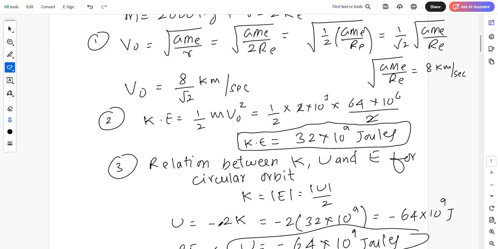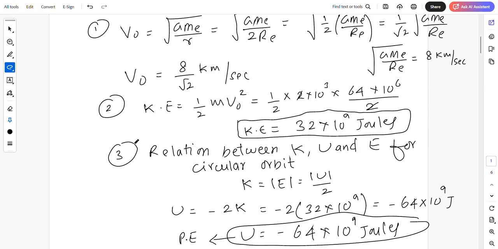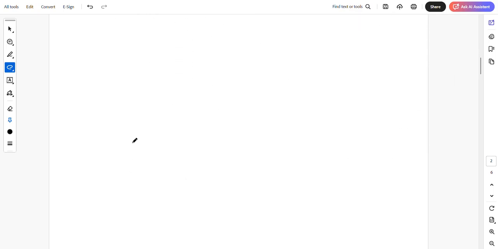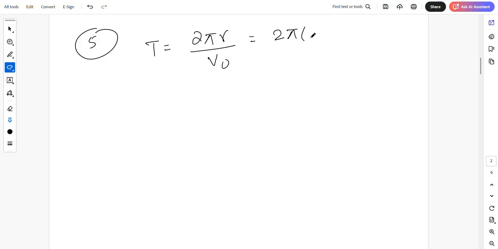Now, which is the fifth one they are asking? Time period of revolution. The time period of revolution is given by T is equal to 2 pi r by V naught. 2 into pi, r they have given as twice the radius of the earth, divided by V naught, which we calculated. That is 8 into 10 to the power of 3 by root 2.